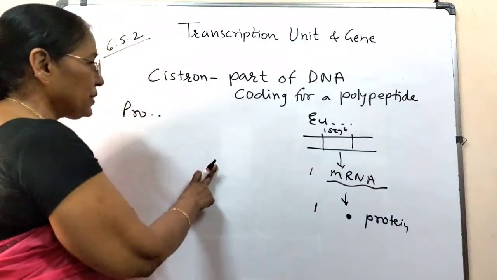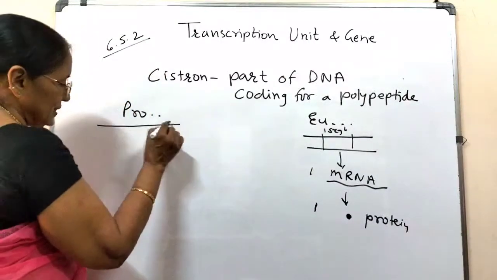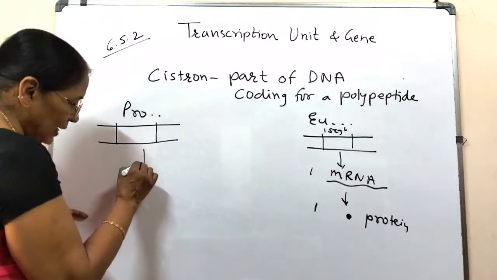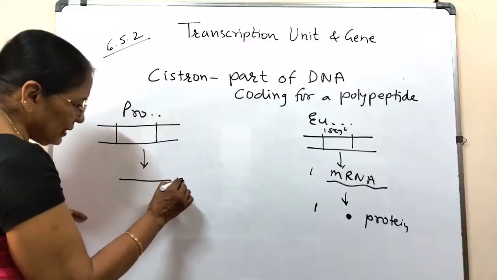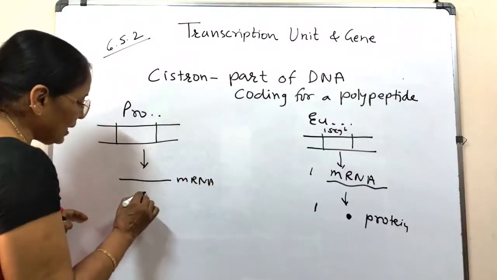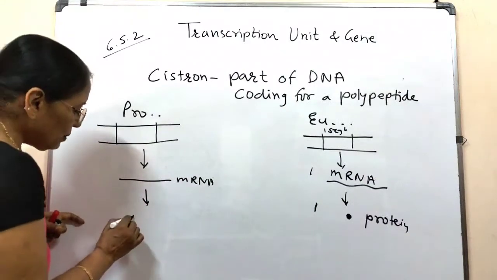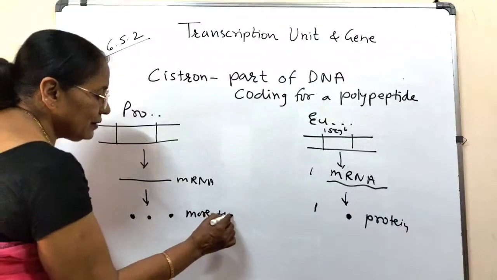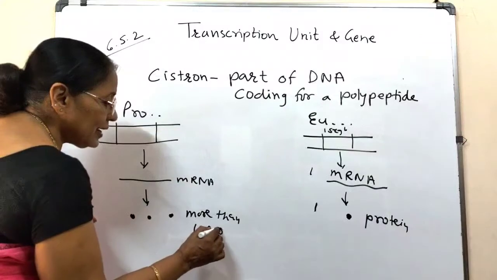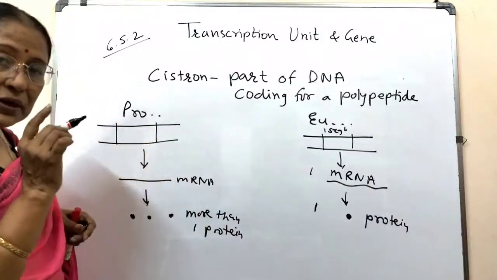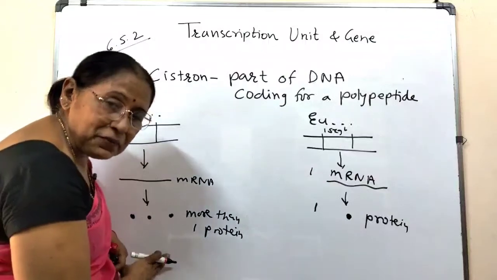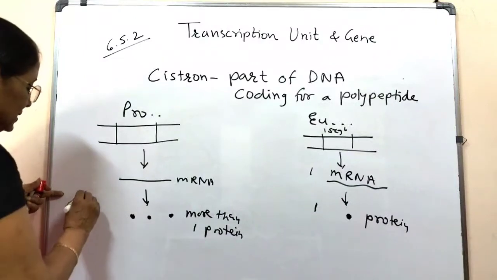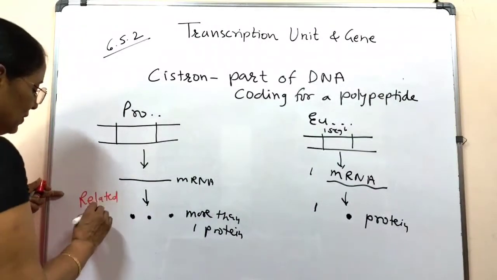Is it so in case of prokaryotes? In prokaryotes, this DNA segment by transcription will form one mRNA, but this mRNA will form more than one protein. एक से ज़्यादा प्रोटीन बनाता है. But of course, all these different proteins have related functions.